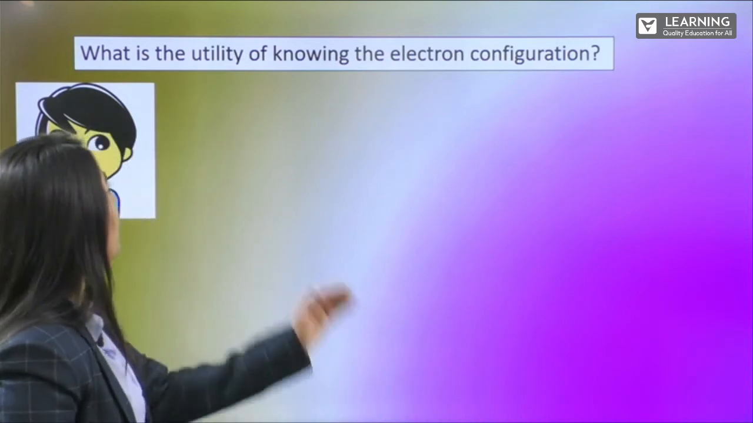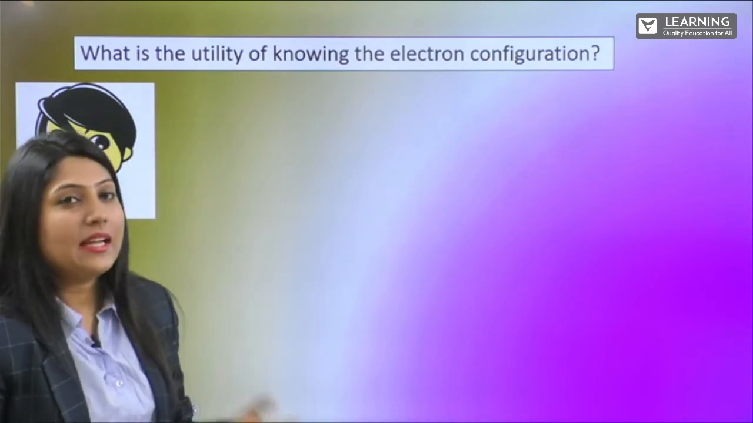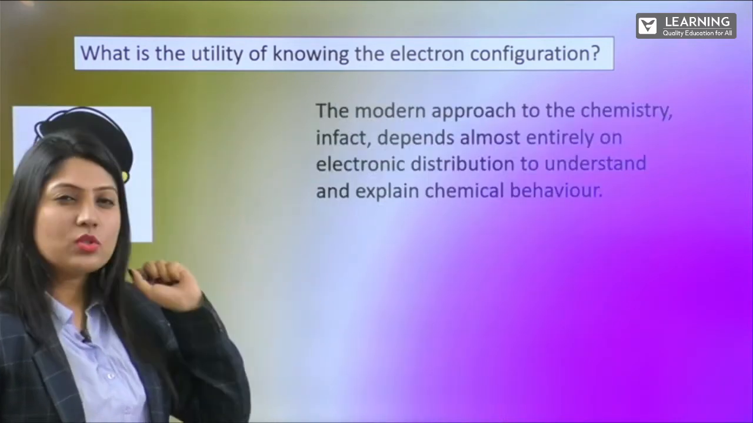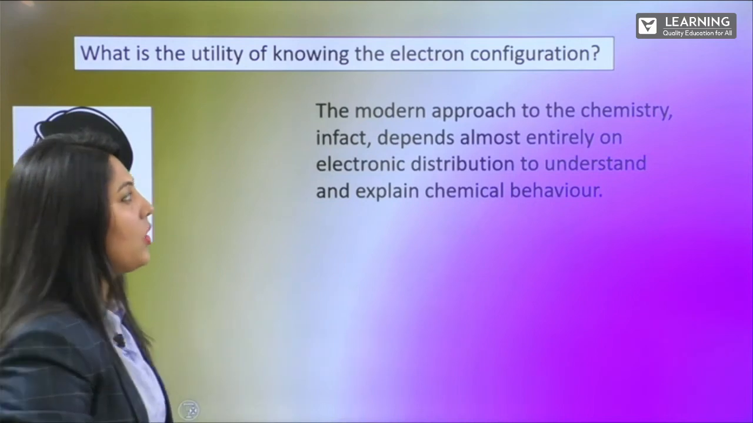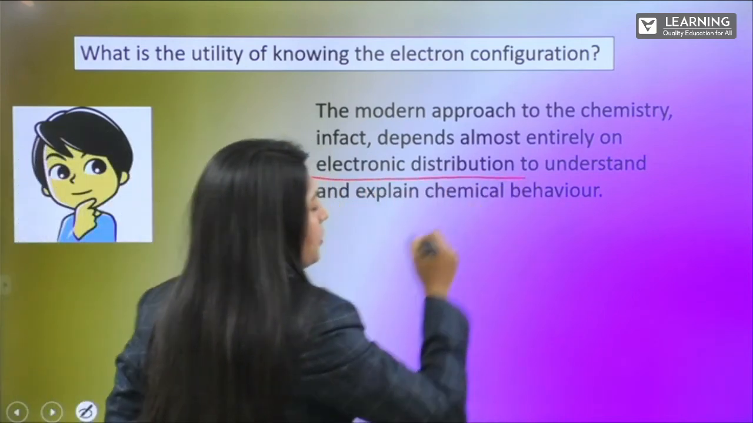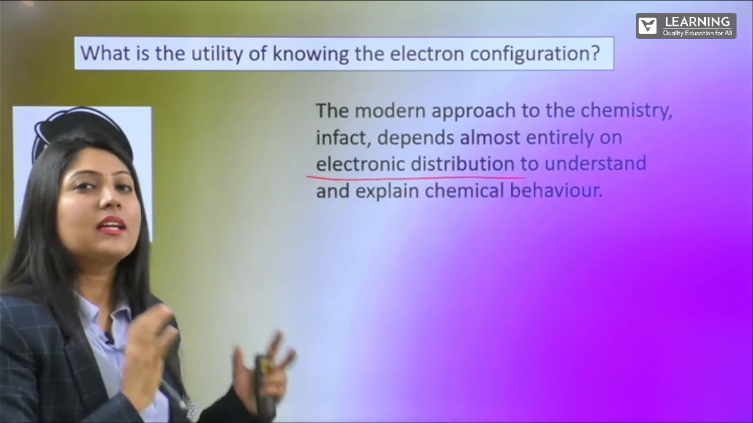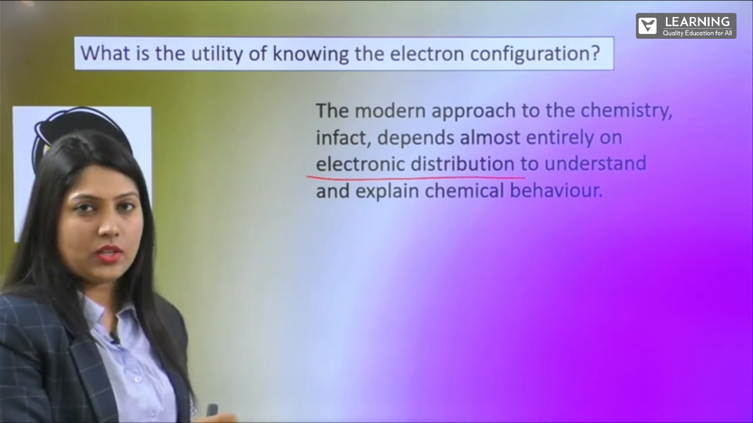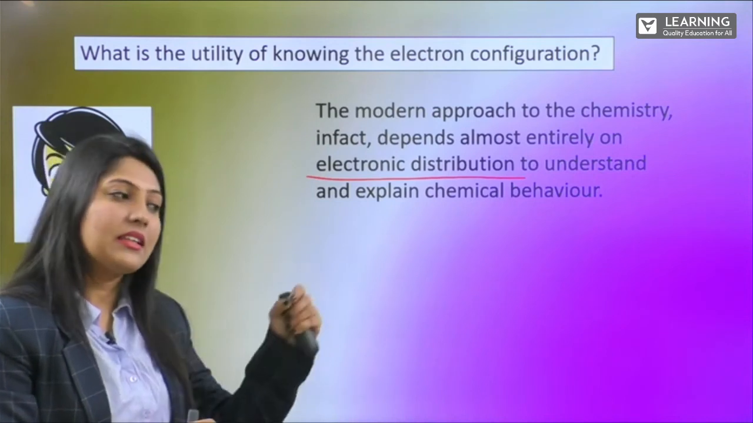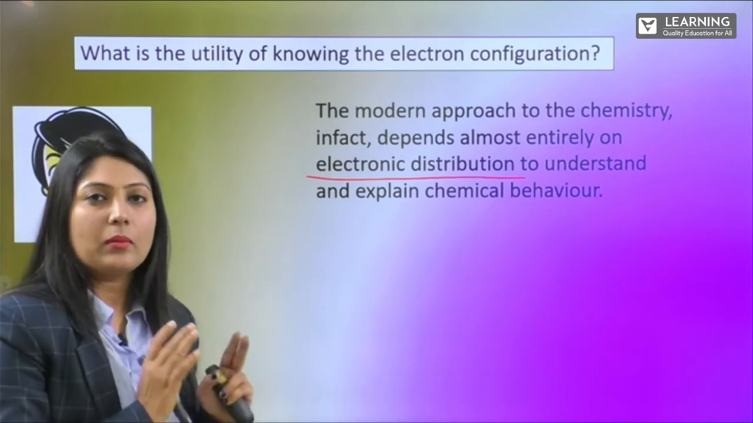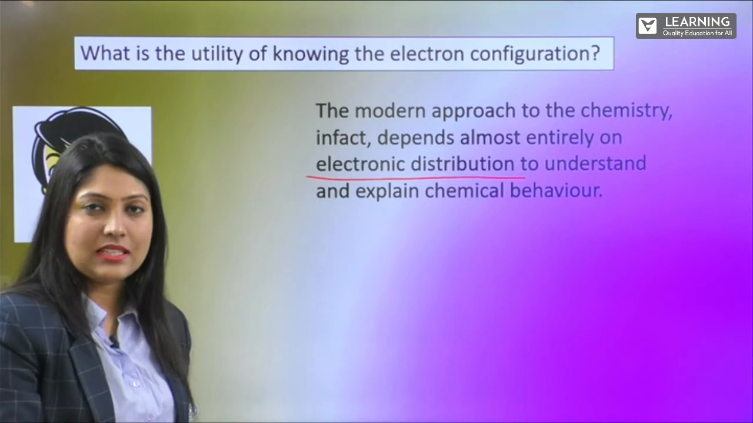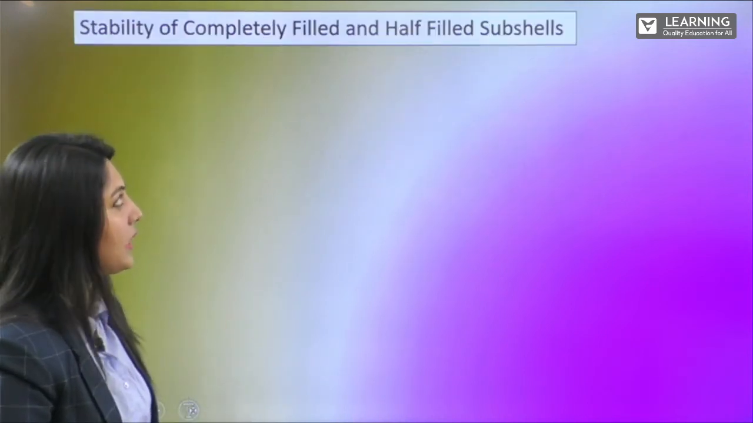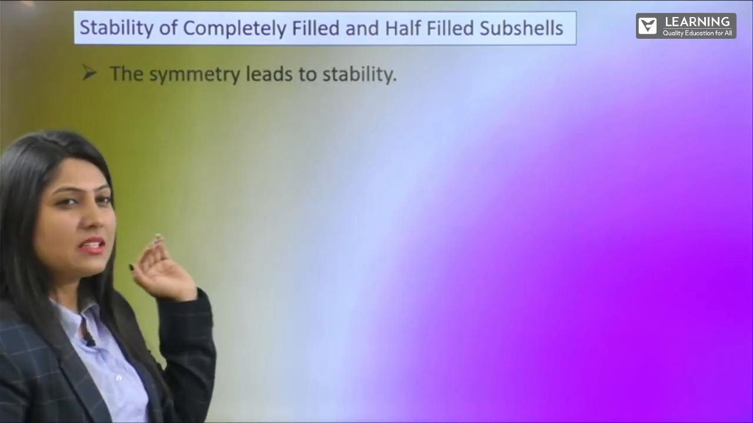So here we have what is the utility of knowing electronic configuration. The modern approach of chemistry depends entirely on the electronic distribution to understand the chemical behavior of any of the elements. Because if you know the electronic configuration, you can understand whether it is a metal, a non-metal or a metalloid, and how fast it will react or how slowly it will react. That can be given by that. And this is very much important.